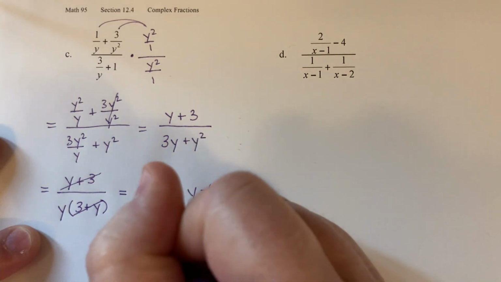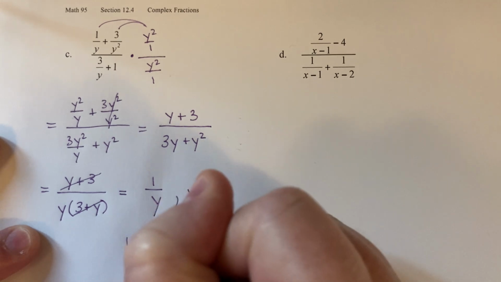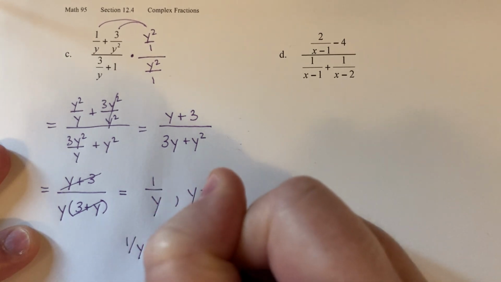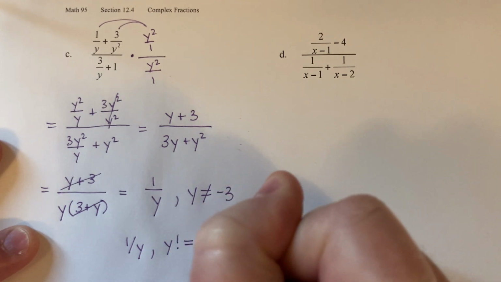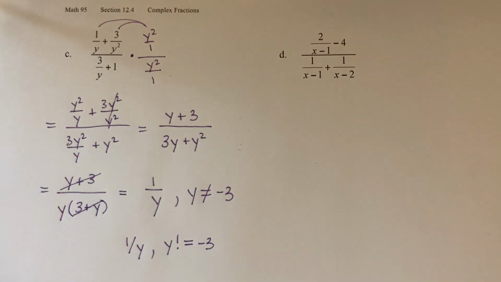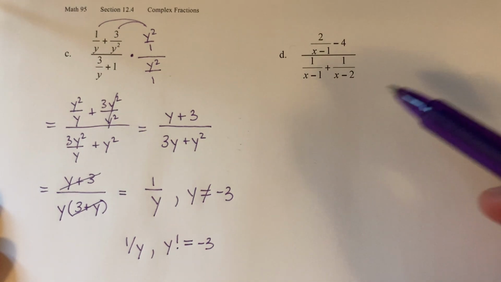So when we type this answer into WebWork, it'd be 1 divided by y, comma, and then you do the exclamation point equals for cannot equal. Nice. All right, let's try this next one.